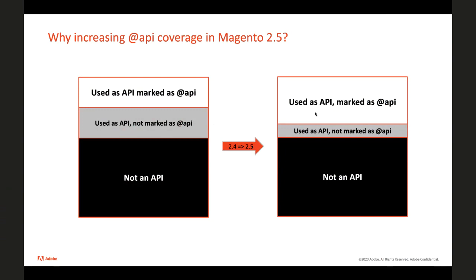Our goal is to reduce this gray area. We will not be able to eliminate it completely, we understand that, but at least we will be able to reduce this area significantly. That is what we are trying to achieve in scope of this initiative. And to be clear, we are not introducing new interfaces or new classes in scope of this specific initiative. We are only marking existing interfaces and classes.